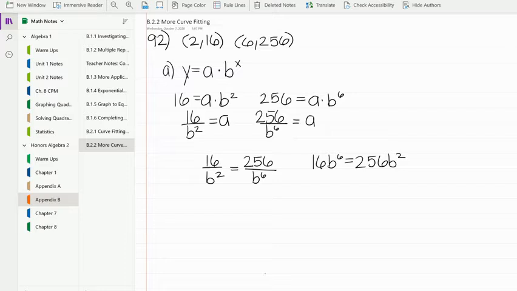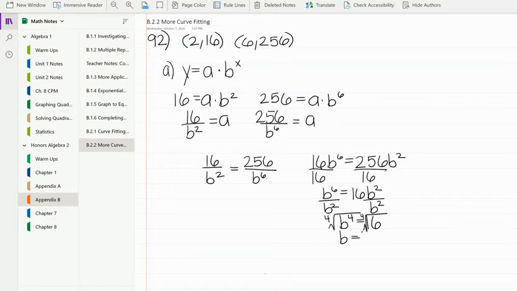And you want to get your like terms on both sides. So I'm going to divide by 16. When I do that, I get b to the 6th equals, and 256 divided by 16 is 16, times b squared. And then I'm going to divide by b squared, and this is where you're going to use your exponent properties. So b to the 6th divided by b squared would be b to the 4th equals 16. And then lastly, you would want to undo raising something to the 4th power, so you'd take the 4th root. And so b equals 2.